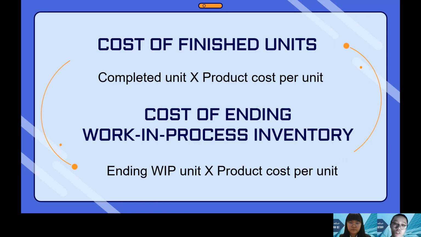To find the cost of finished units, we simply multiply the completed units by the product cost per unit. The product cost here consists of direct materials and the conversion cost, don't forget. The cost of ending work in process inventory has the same formula: the ending work in process times the product cost per unit. This will be interrelated to the report.